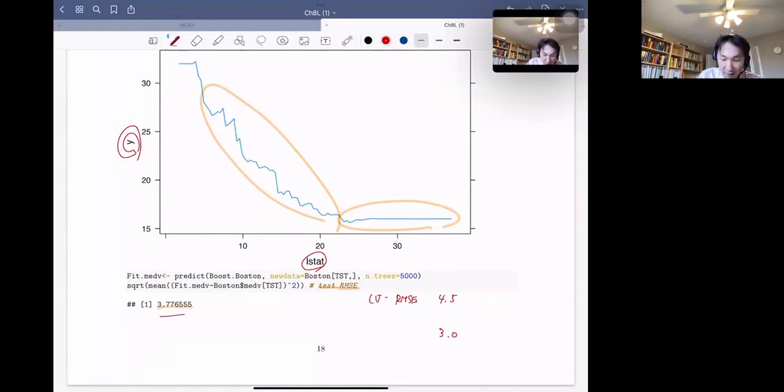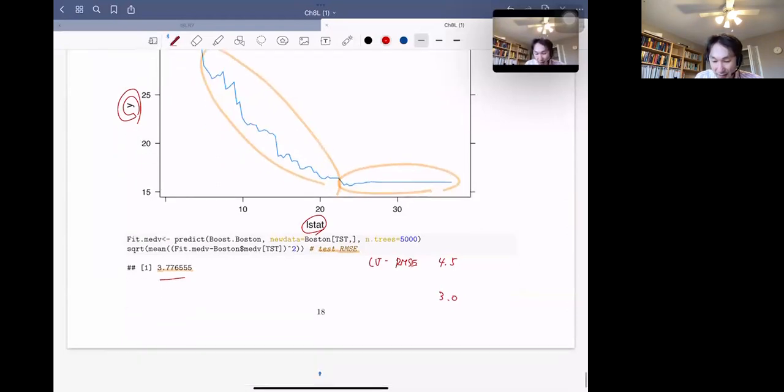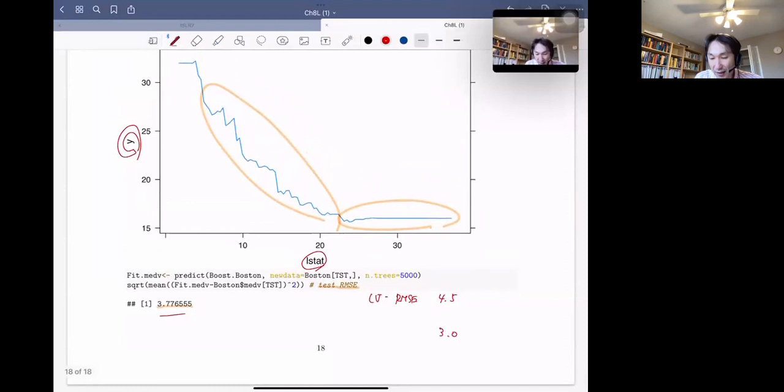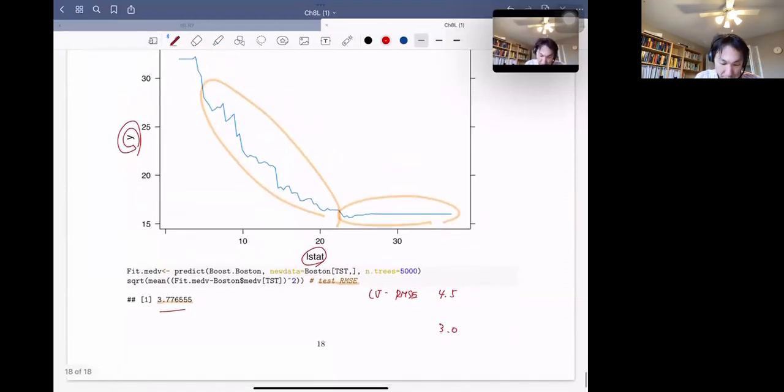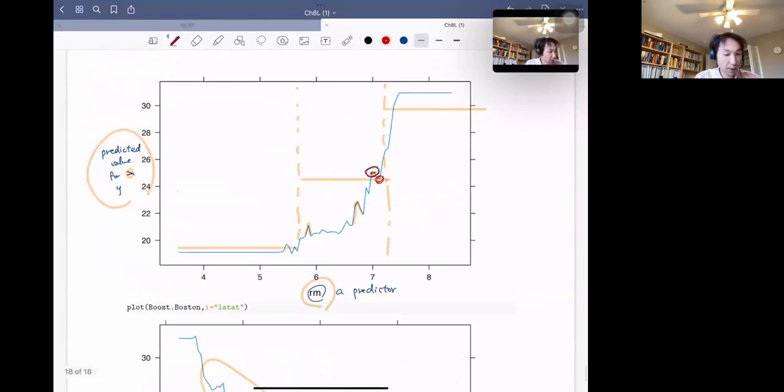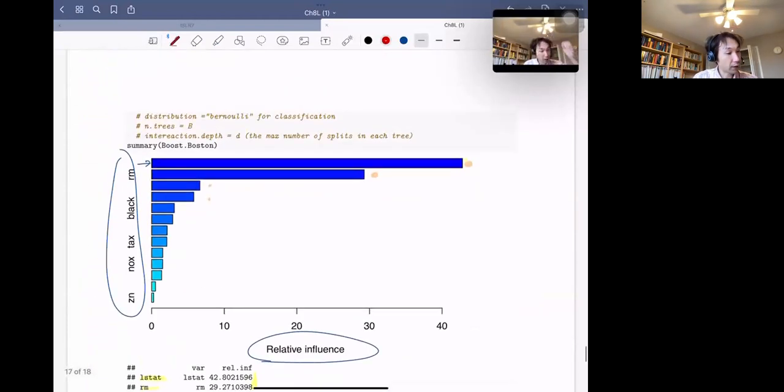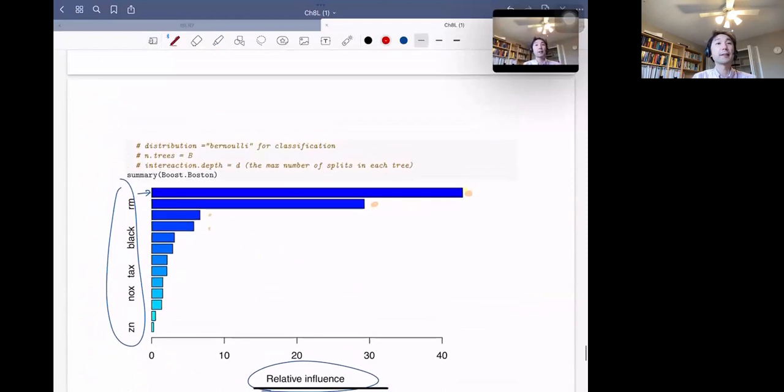So the 3.77 is certainly better than just a linear model, but actually it does not perform as well as some models, such as the regression with three-way interactions. Yeah, so this is today's material, and now I want to do exercises. Do you have any questions so far?